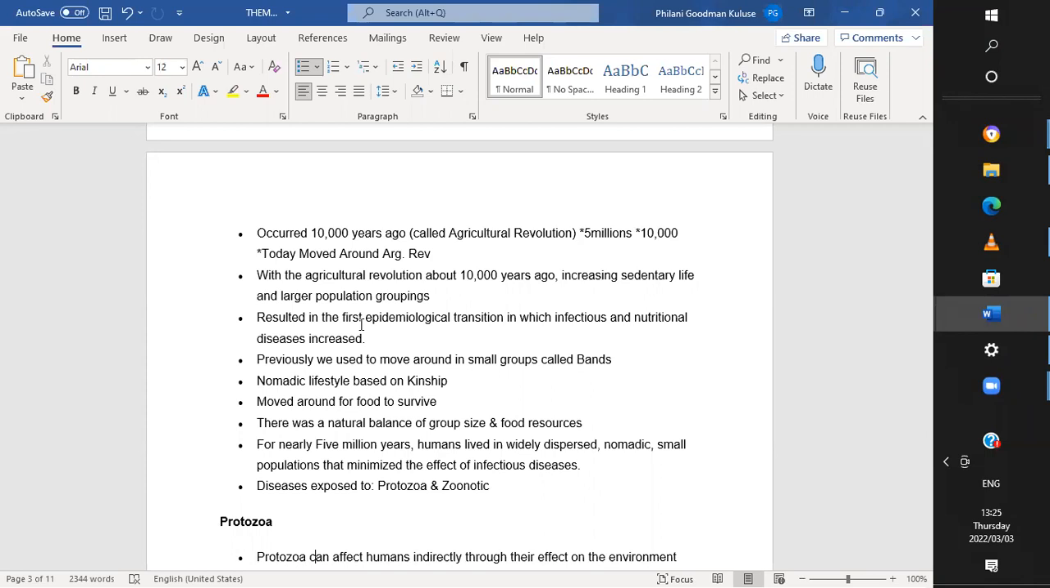There was a natural balance. There was a natural balance of group size and food resource. For nearly 5 million years, humans lived in widely dispersed, nomadic and small populations that minimized the effects of infectious disease. You see how an increase in population and habitat transformation produces more illness and disease for the community. How what we view as civilization creates hostile environments for us as humans.